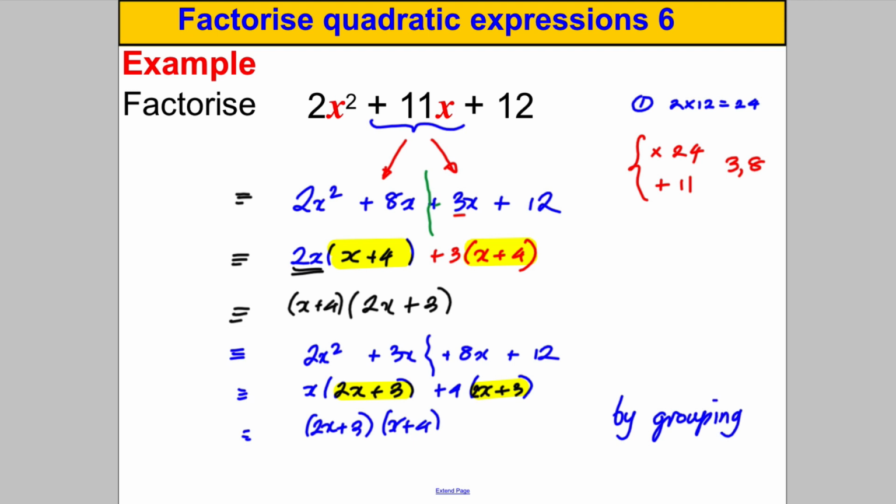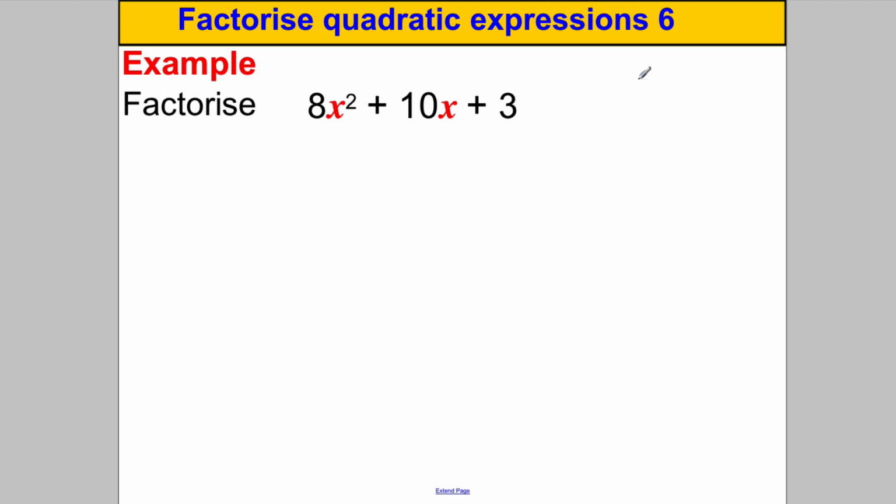So let's try another one. Pause and have a go here yourself. Step 1. Do 8 multiplied by 3, which is equal to 24. The question you're going to ask yourself, you're going to look for two numbers that multiply to 24 but add up to positive 10.